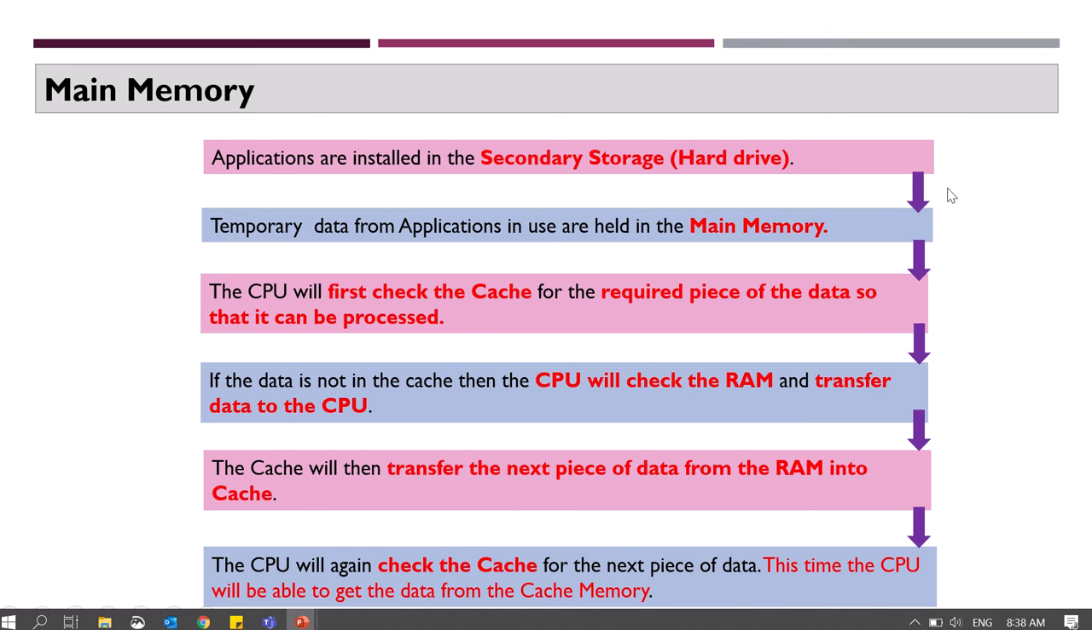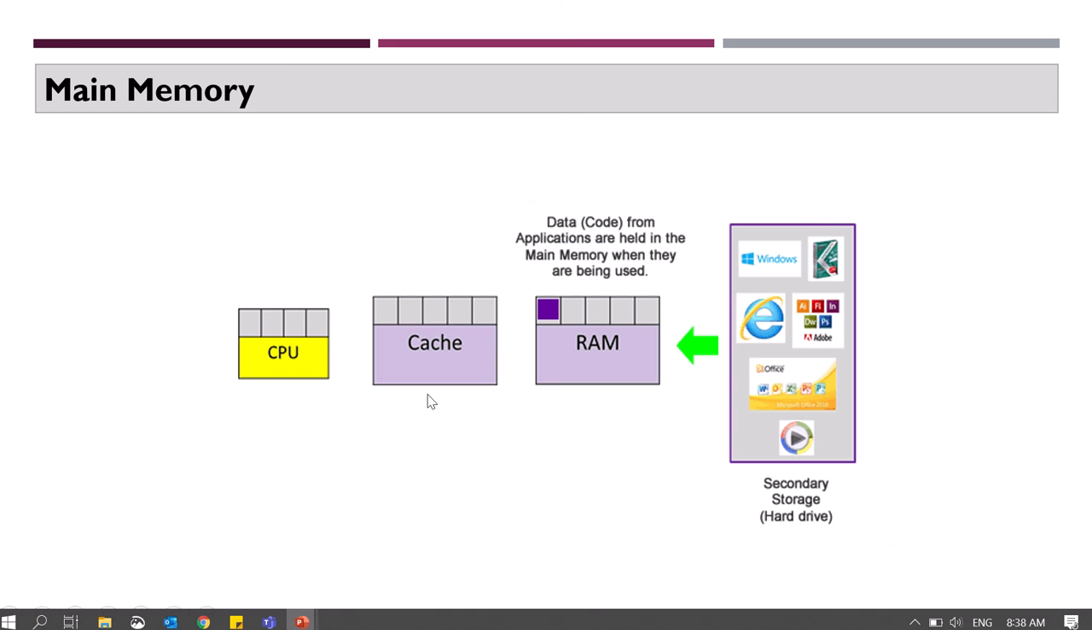In your main memory or hard drive, you have the applications that are installed. From the applications, temporary data will be held in the main memory, and then your CPU always checks the cache first for the required piece of data. So this brings us to the question of what is cache.